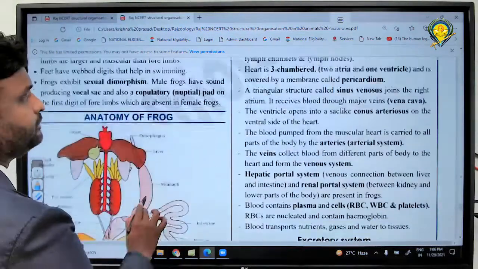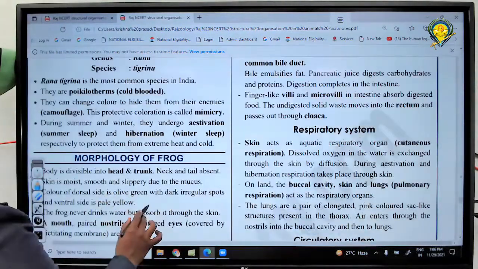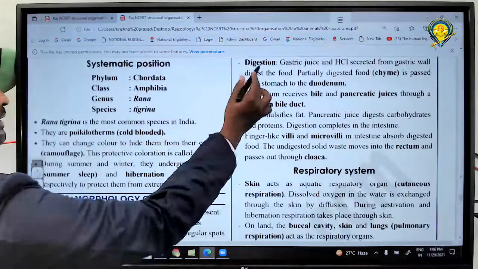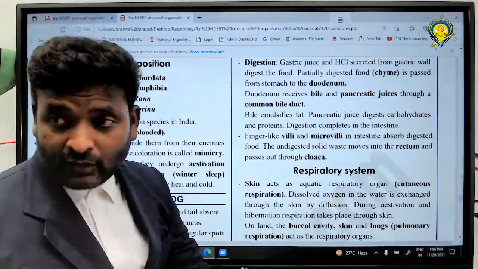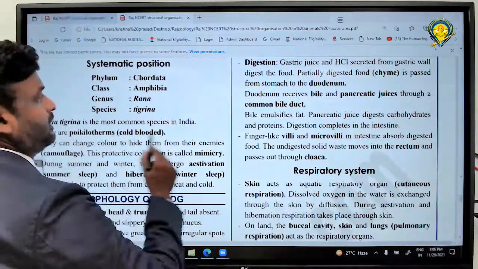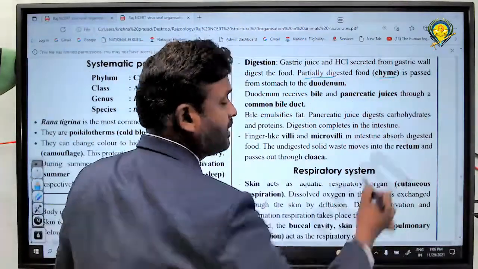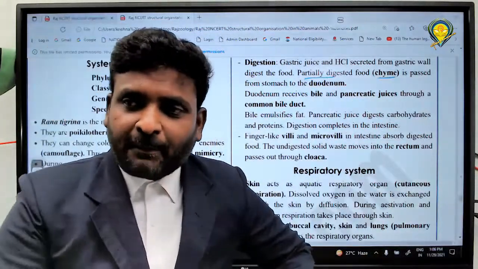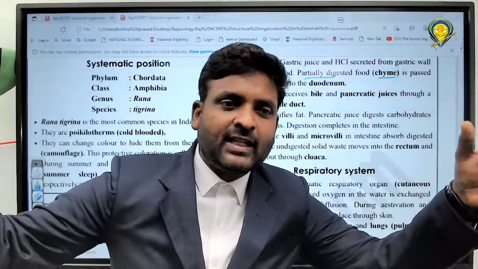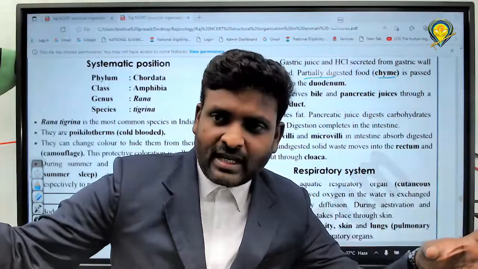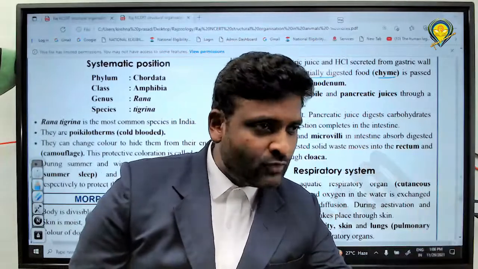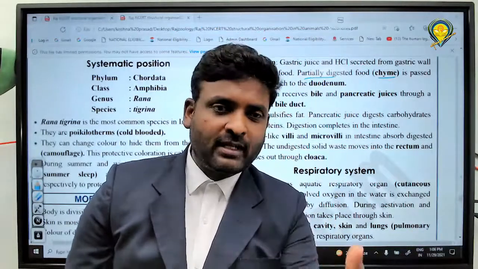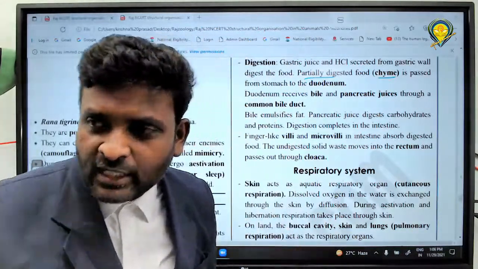And next one, gastric juice and HCl secreted from the gastric wall digest the food, as we discussed. Partially digested food is called what? Chyme. Chyme from the stomach is passed into the intestine. The intestine receives bile juice as well as pancreatic juice, which help in further digestion. Fat is digested by the bile juice, through emulsification, and carbohydrates and proteins are digested by the pancreatic juice.